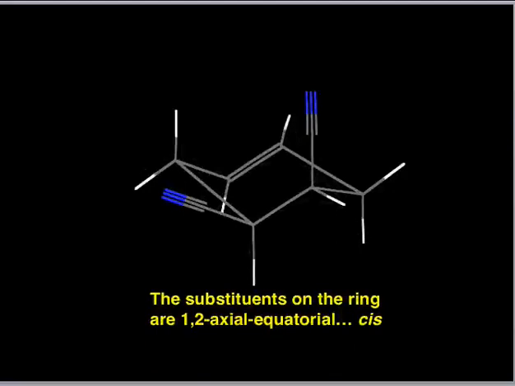Now, if you look at our two nitriles, we have one that is axial and one that is equatorial. 1,2 axial-equatorial is cis, isn't it? Another way to think about it, these are on the same side of our ring plane. So our stereochemistry has been preserved. Take-home lesson: the stereochemistry of the dienophile is always preserved. Cis would give cis, trans would give trans.